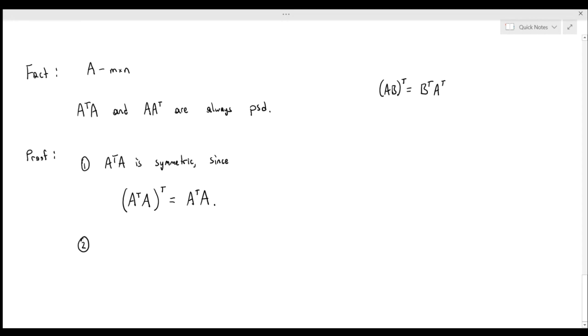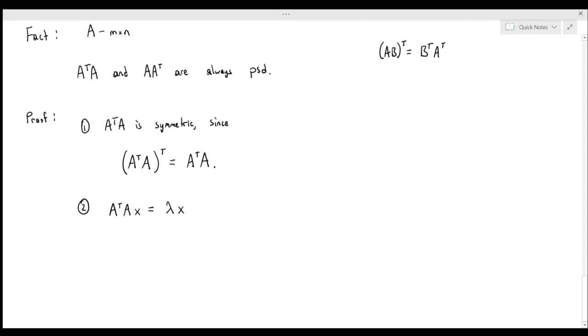Then next, to show that it's positive semi-definite, I want to show that all the eigenvalues are greater than or equal to 0. So to show that, let's suppose that x is an eigenvector of A transpose A, and that lambda is the corresponding eigenvalue. What I'm going to do with this equation is multiply both sides by x transpose on the left.